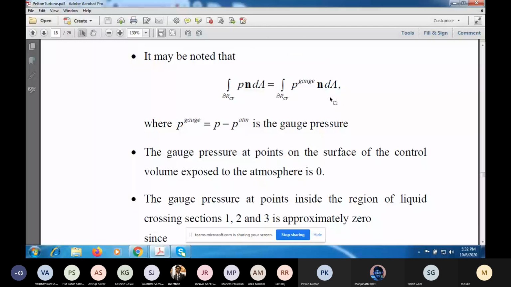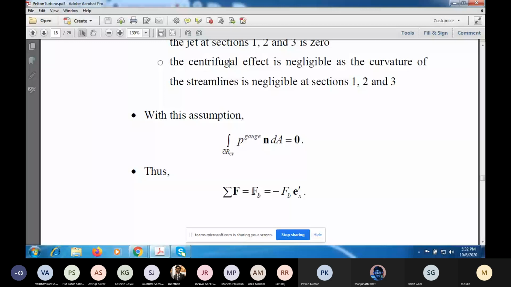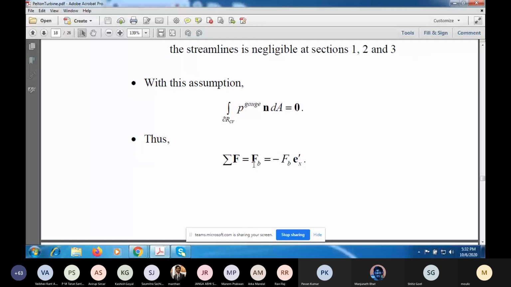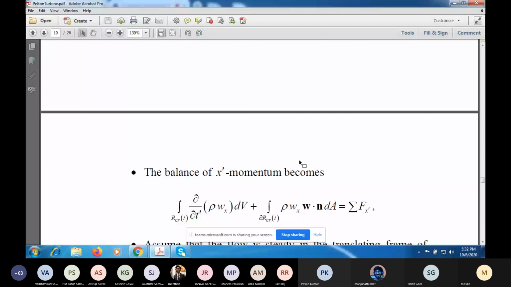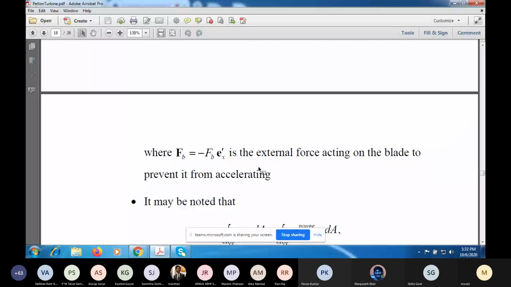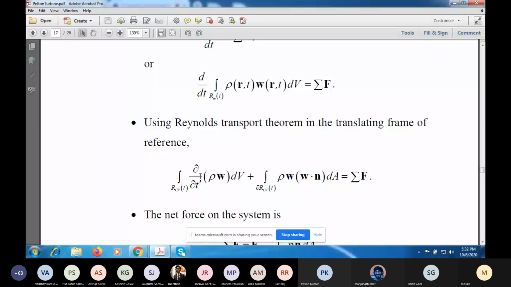And the sum of the forces is simply the vector F_B, which is minus the magnitude F_B times e_x prime. So if I look at the balance, here I had looked at the vector equation, the balance of the vector. This is equivalent to 3 scalar equations, and we are interested in the x component of this vector equation. So I can replace W by W_x, and this W by W_x, and this will remain W dot n, and this will be the sum of F_x.